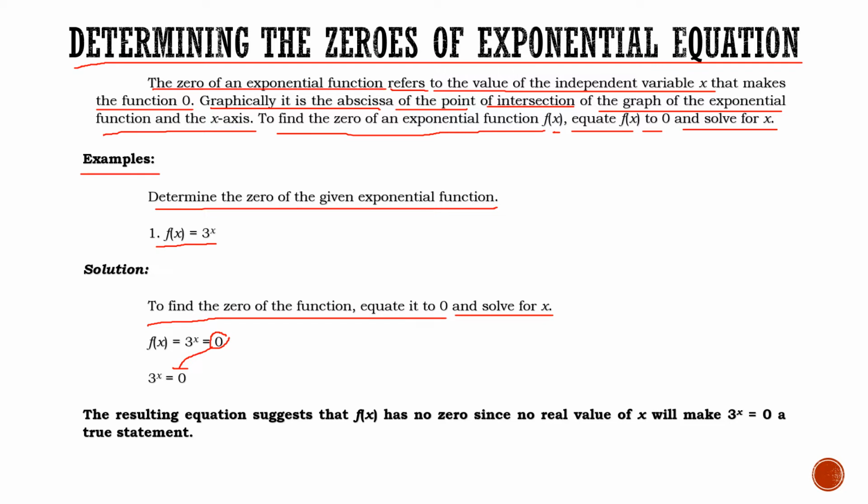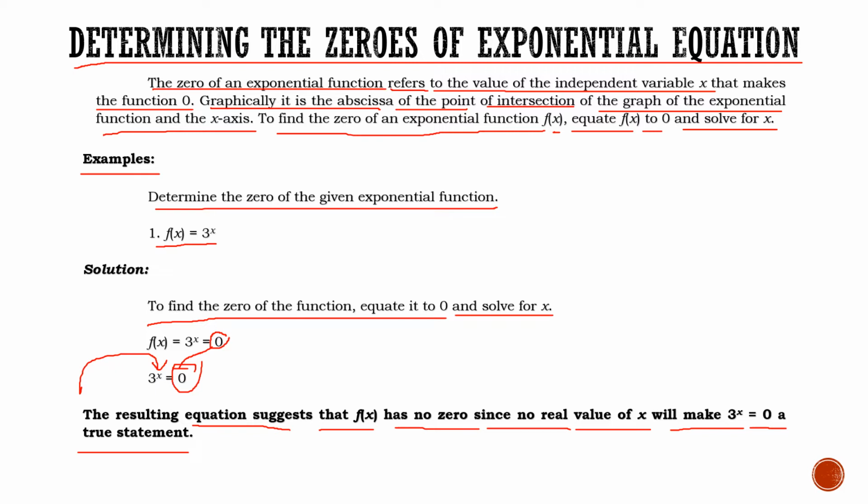Now, the resulting equation suggests that f of x has no zero, since no real number x will make 3 raised to x equal to 0 a true statement. Meaning there is no real value of x that can provide you equal to 0 here. If we substitute a value for this variable, it can be 1, 2, or any negative number, there is no such thing that the left side can provide you a 0, even if we put any value of x on it.